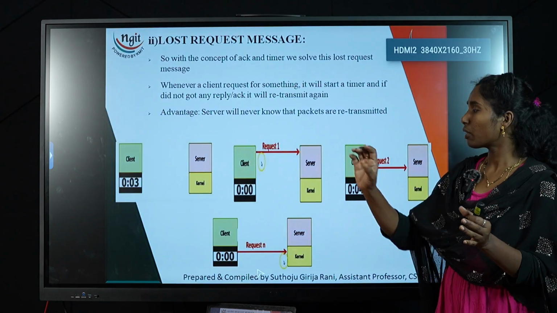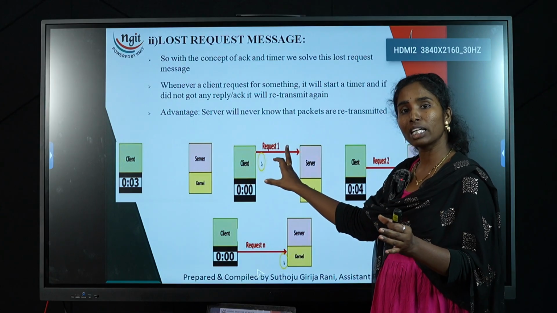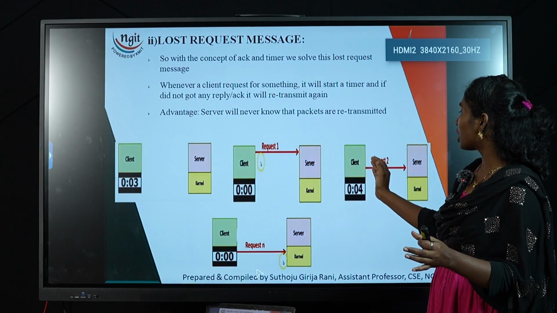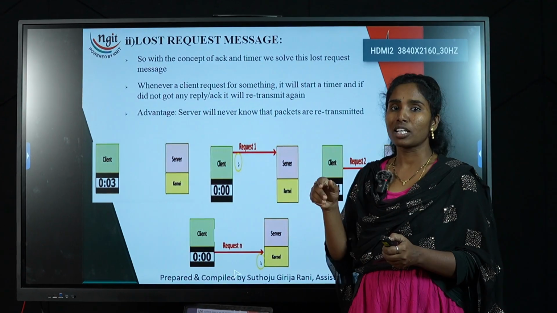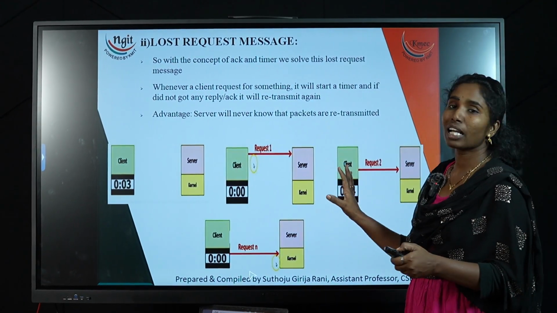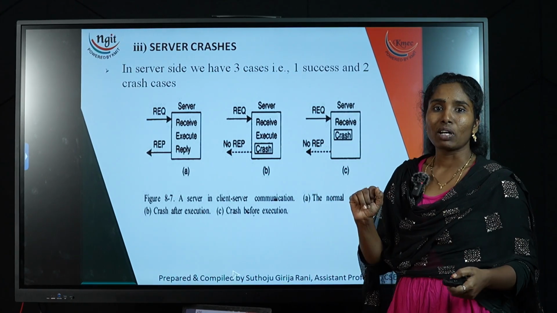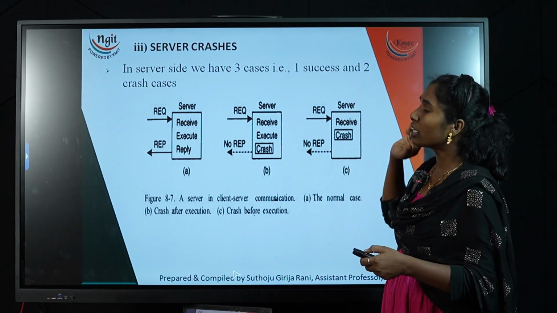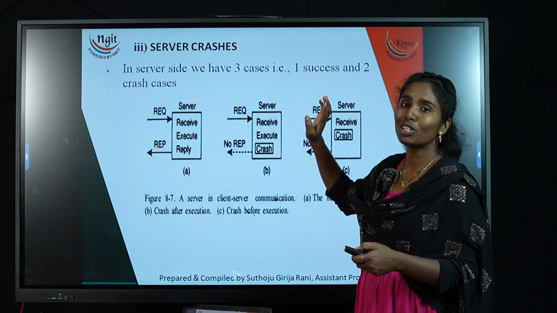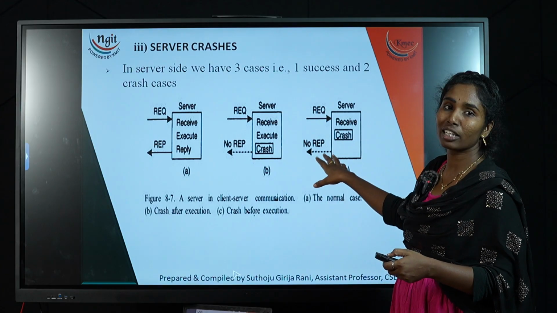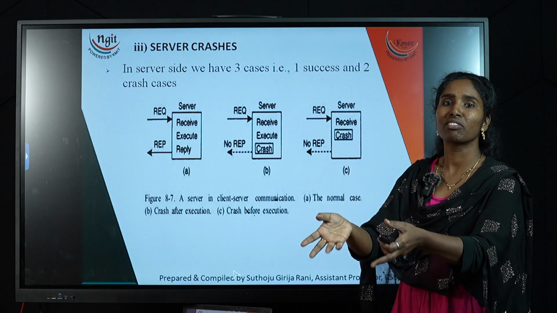So let us assume request 1 has been dropped in between; at least request 2 will reach the server, right? So this will be the second failure with its solution. Third one, server crashes. When the server gets crashed, the only solution we are going to give here is that we should stop communicating with the server.